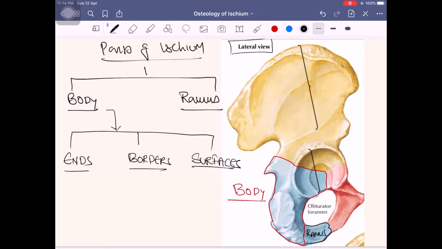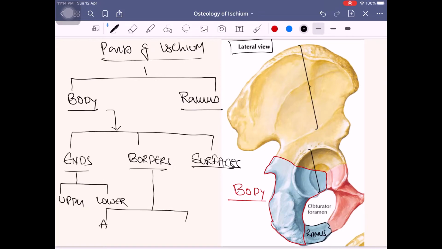So first, what are the ends of this? How many ends does the body have? I'll list them down here and then we'll go one by one. The body has got two ends, an upper end and a lower end. And borders, it has got three borders.